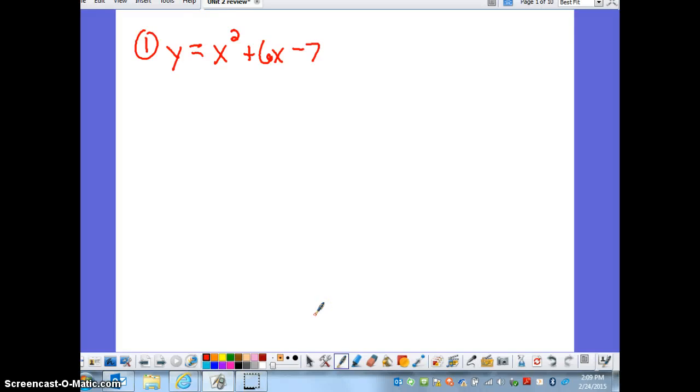This is Unit 2 review. This is going to be numbers 1, 2, and 3. This is section 2.1, quadratics. In quadratics, it's an x squared.